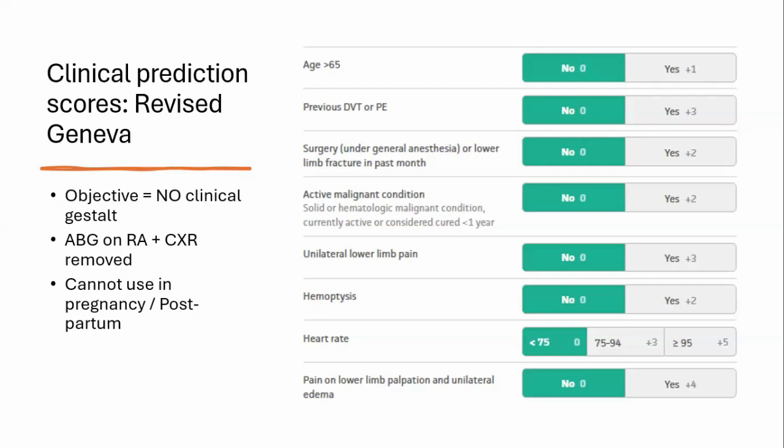Then your intermediate risk will be between 4 and 10, and that's where you go with a D-dimer. So if your D-dimer is negative, you can consider stopping your workup. If your D-dimer is positive, you're going to obviously go to ultrasound and CT, and if your CT is inconclusive, you will then consider a VQ scan or angiography. And then obviously if your patient's high risk, which is a score more than 11, you have a more than 60% incidence of pulmonary embolism, and then obviously you're going to investigate this patient with appropriate imaging.